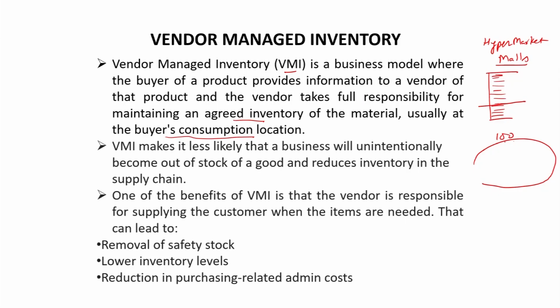Otherwise, it may happen that all these 100 vendors may place the order together, and then this fellow may have to work overtime and it will increase the cost of production for him, or there may be small quantity orders coming from different vendors and he has to send an individual consignment to each of them, increasing the transportation cost. So, VMI makes it less likely that a business will unintentionally become out of stock of a good, and reduces inventory related costs in the supply chain.